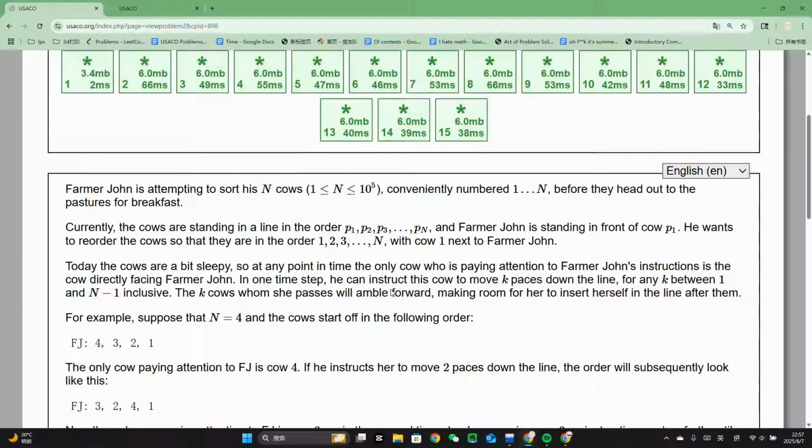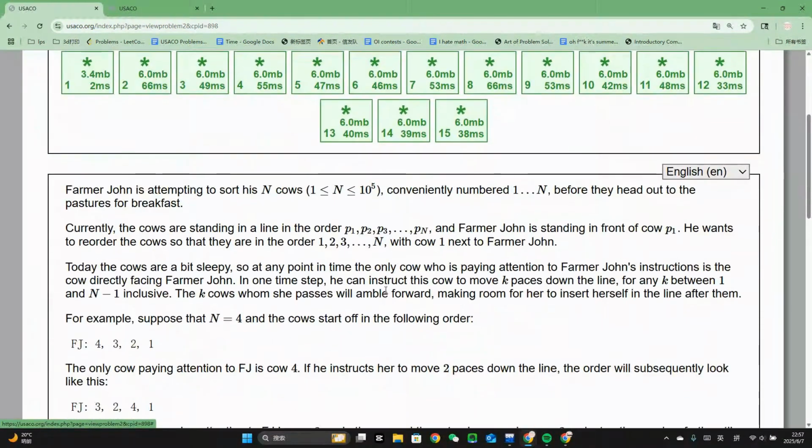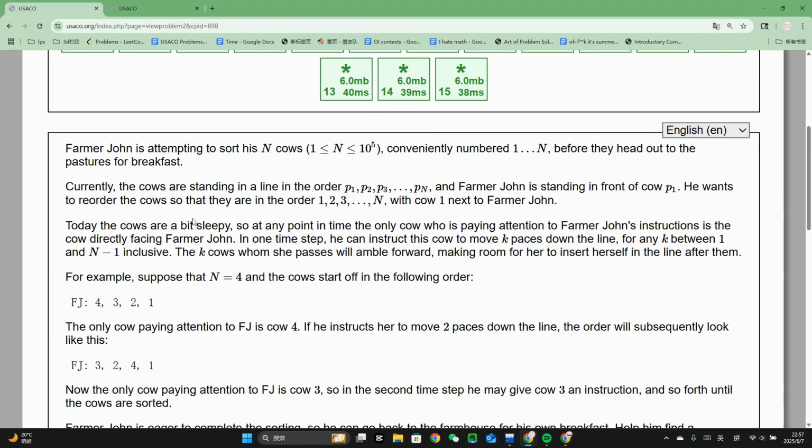So you can pause the video once again and think about how to solve this problem yourself. Okay, so for gold, it's 2019 January, so not too hard. 2019 January of silver was a complete joke. I AK'd the whole contest, 1,000 points in like 30 minutes. So 2019 January gold is also kind of simple.